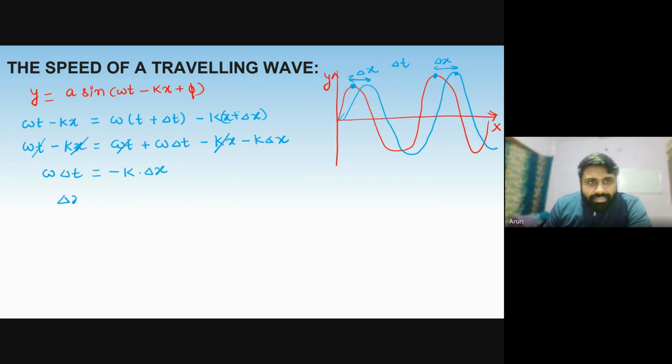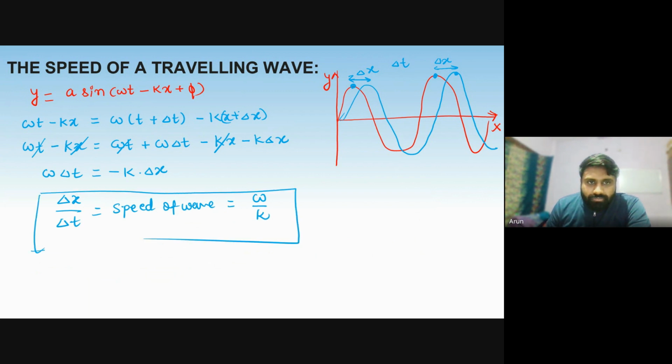So here delta x by delta t is nothing but the rate at which the wave is moving in the x direction. This delta x is the change in displacement of the wave with respect to the change in time. So delta x by delta t represents the velocity or the speed of the wave, which is omega upon k, magnitude wise. Okay, so this is the simple expression for this speed. I hope you got it.